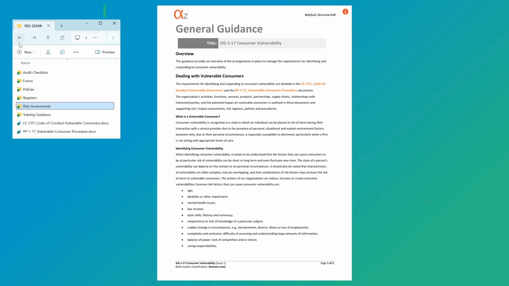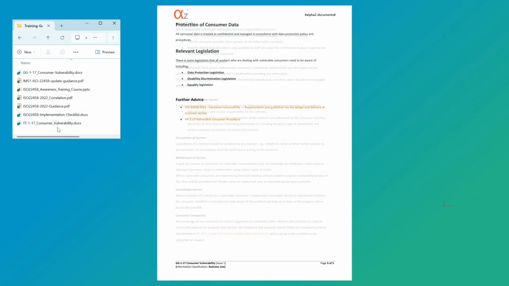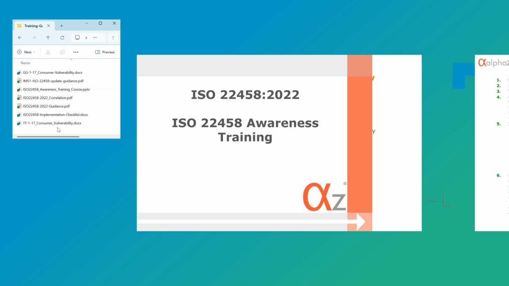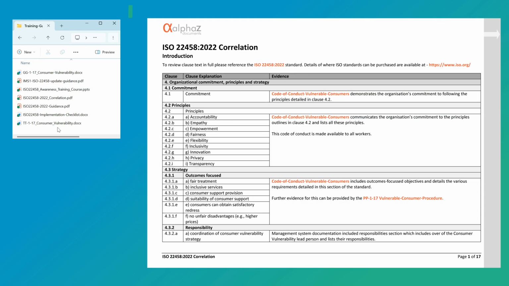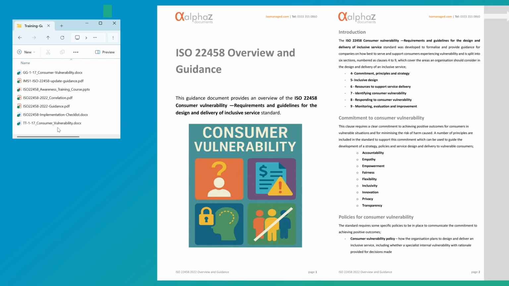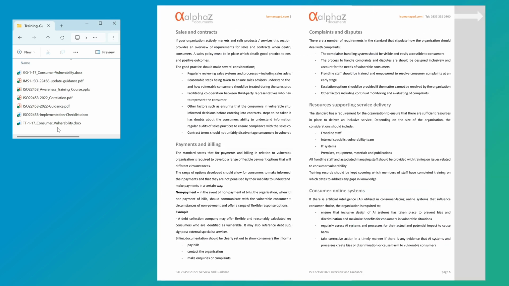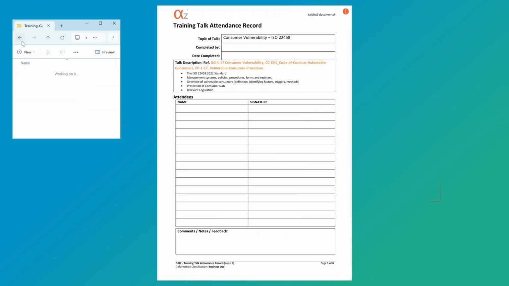Training and guidance is included in the toolkit, which includes a general guidance handbook on consumer vulnerability, an ISO 22458 awareness course for staff, a correlation document for the standard, showing how all clauses of the standard are met by the toolkit, an implementation checklist, a handbook with an overview and guidance on the standard, and a training talk template on consumer vulnerability.